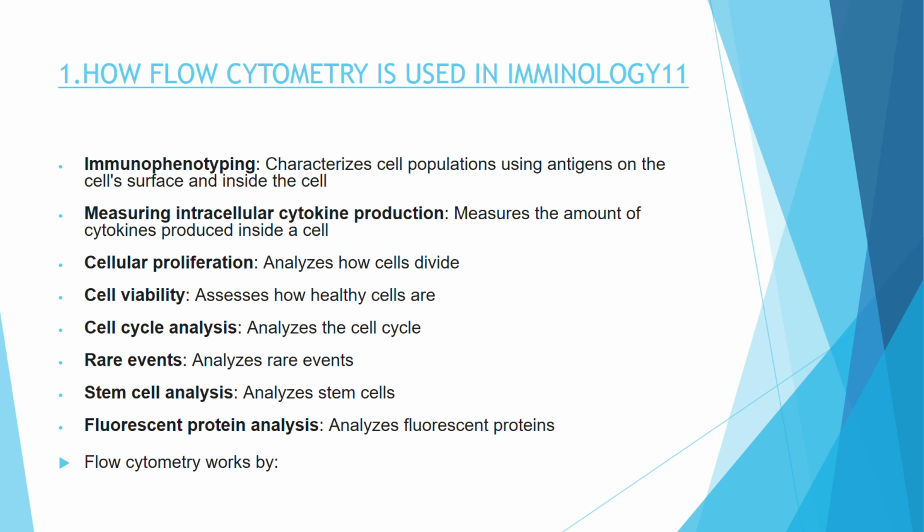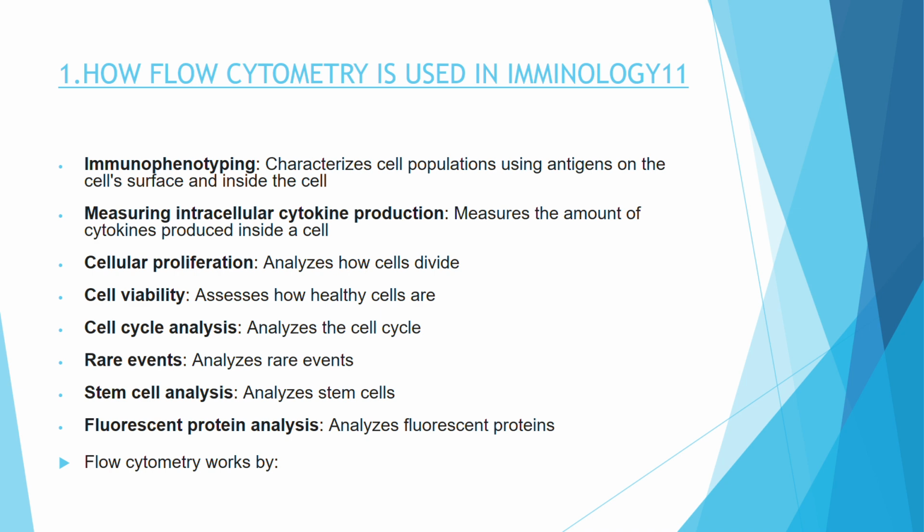Cell proliferation, they analyze how the cells divide, to mean how the cells are dividing or proliferating. And the next is cell viability, to assess how healthy the cells are. Cell cycle analysis, they analyze the cell cycle. Rare events, they analyze rare events in the cells. Stem cell analysis, they analyze the stem cells, as you know that they provide the hematopoietic cells which produce the mature cells. Fluorescent protein analysis, they also analyze fluorescent proteins.